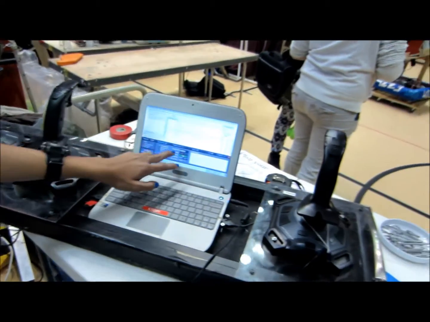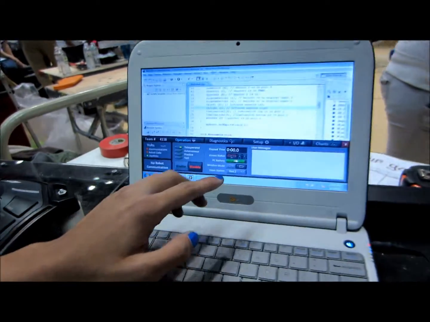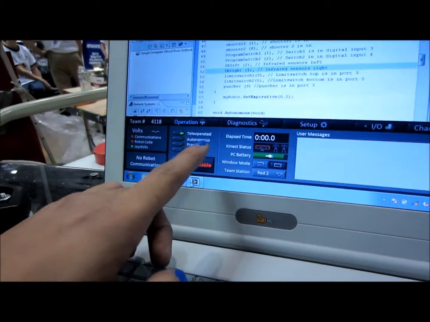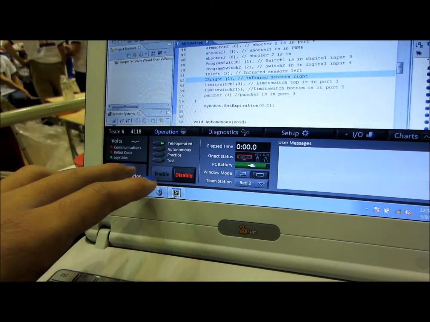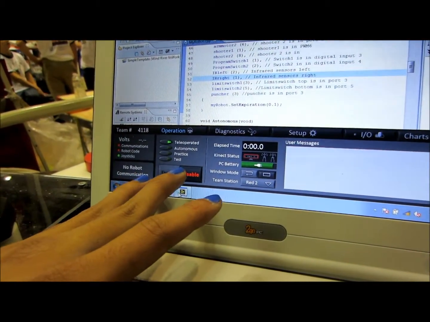What we mainly use during competition is called driver station. This tells us basically everything we need to know about the robot during the time period.